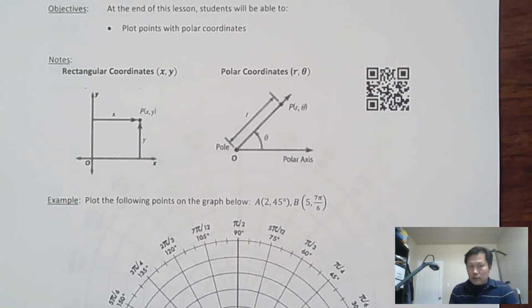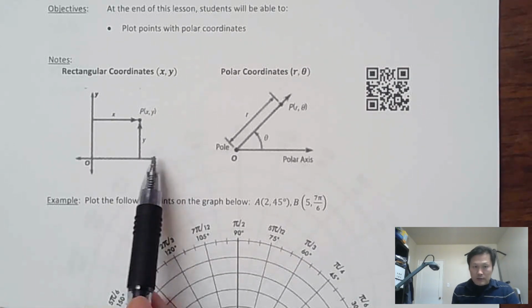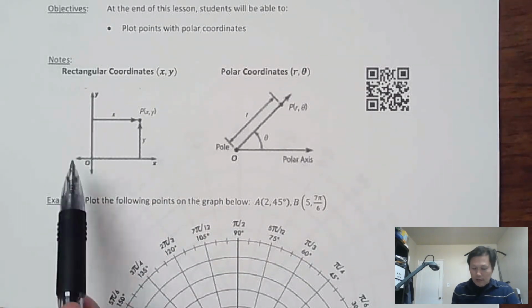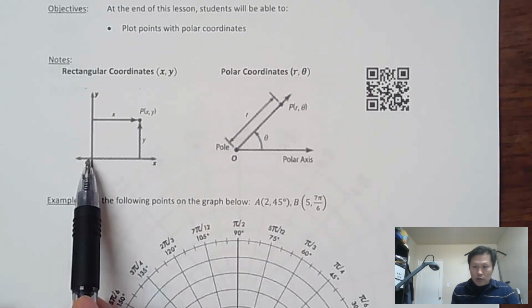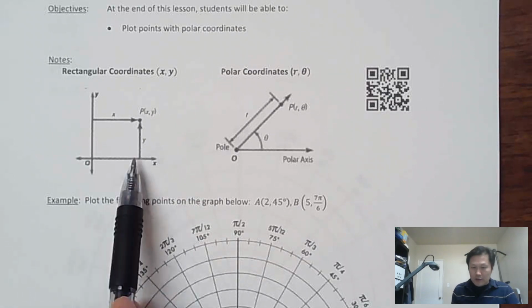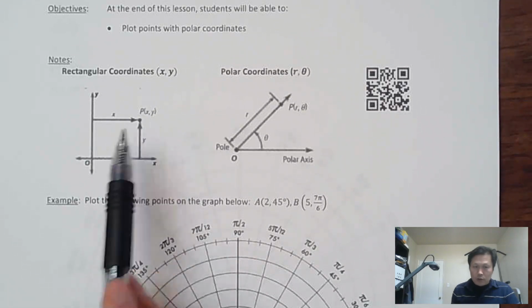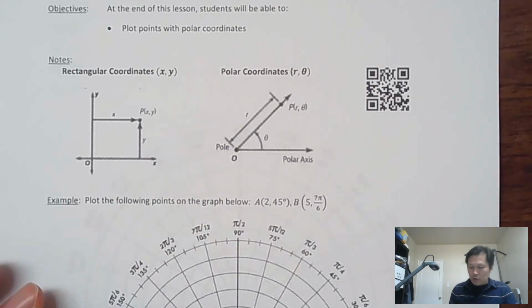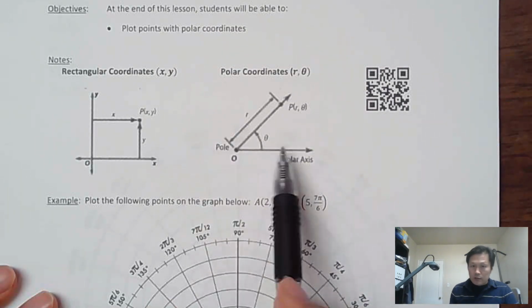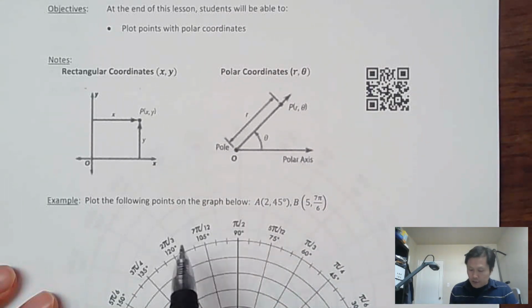Okay, so we have known rectangular coordinates so far, which is x-axis, y-axis. From the origin, you can move to the left and right depending on the x value. You can move up and down depending on the y value. That's how you plot a point in rectangular coordinates. In polar coordinates, it's a little different.